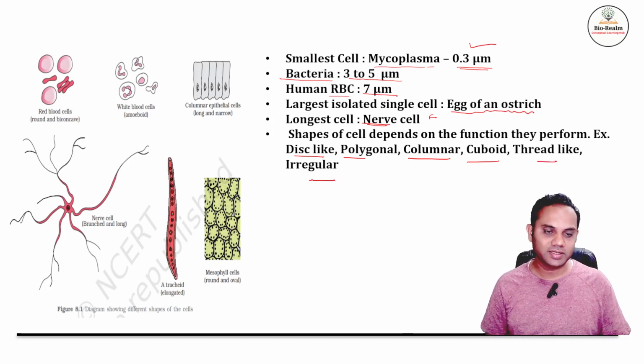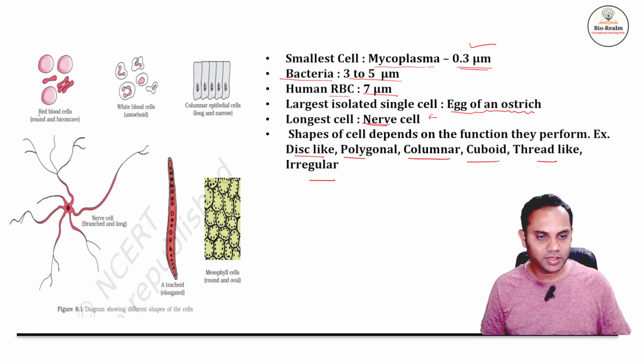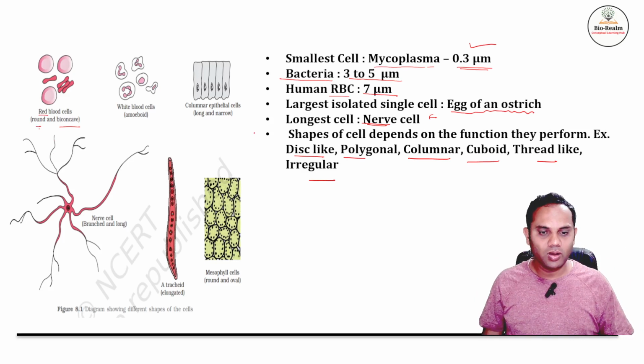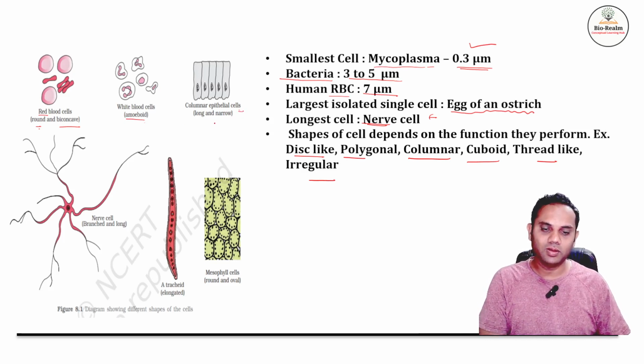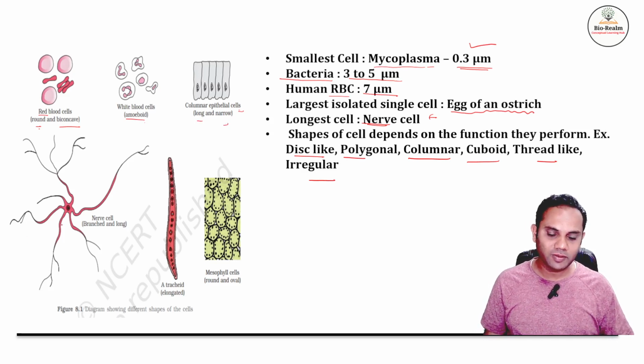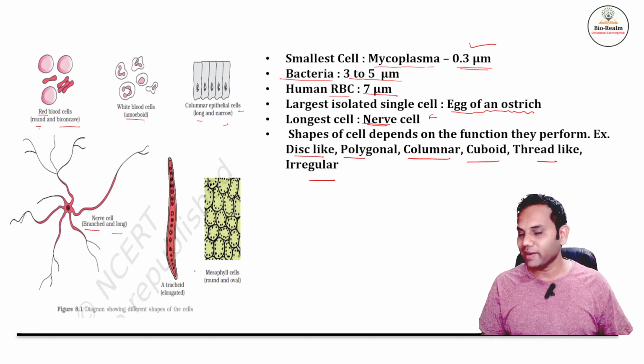Here in your NCERT, different types of cells and their shapes are given. For example, RBC is round and biconcave, meaning concave from both the sides. White blood cells are like amoeba, therefore they are called amoeboid. Columnar epithelial cells have a long and narrow structure. This nerve cell, which we talked about as one of the longest cells, is a branched cell as well. Tracheids are a part of xylem.